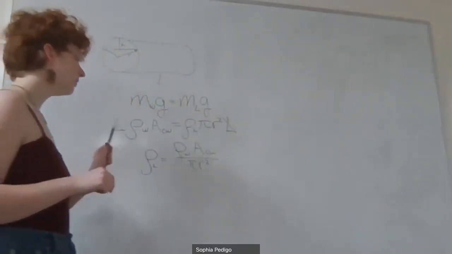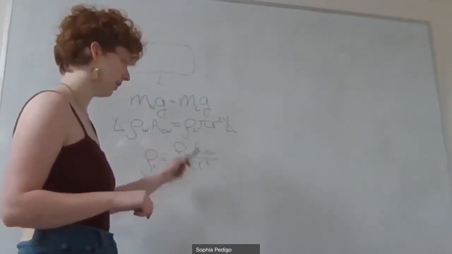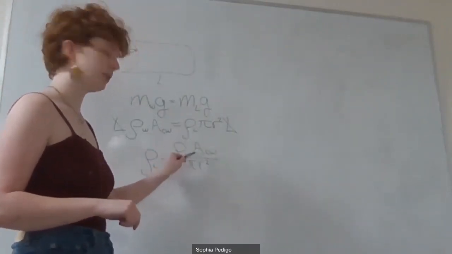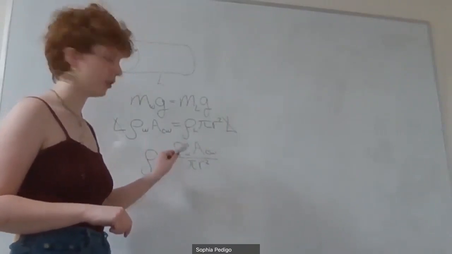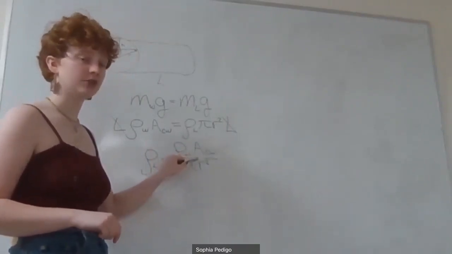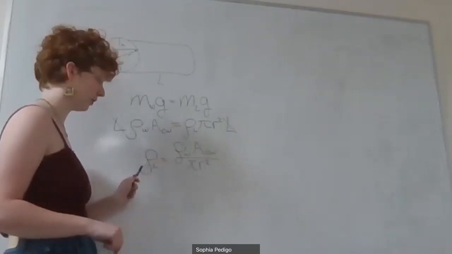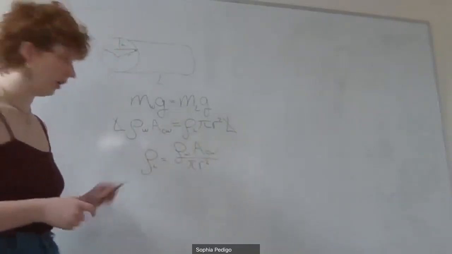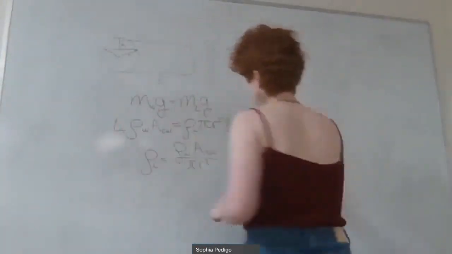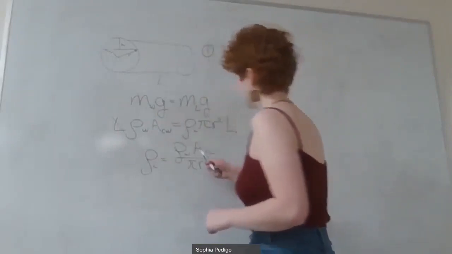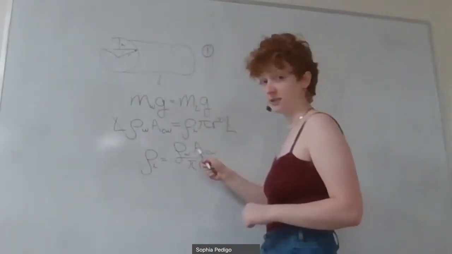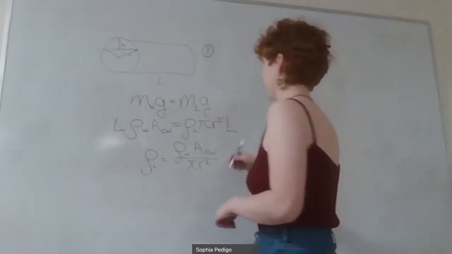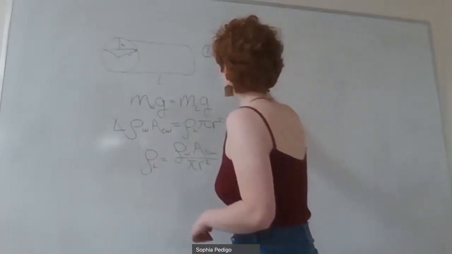Now, we have the density of the water and we have the radius of the log, but we don't have the cross-sectional area of the water. So we need to find an equation that we can substitute into this in order to solve for the density of the log. So I'll go ahead and write this equation off to the side, and then we can try to see if we can find something to substitute in for the cross-sectional area of the water.